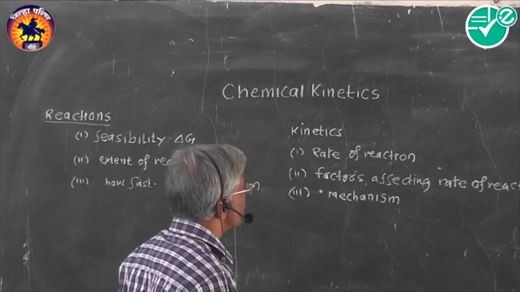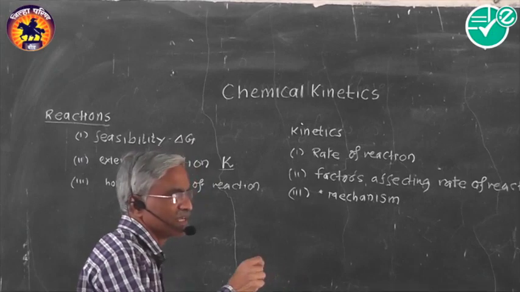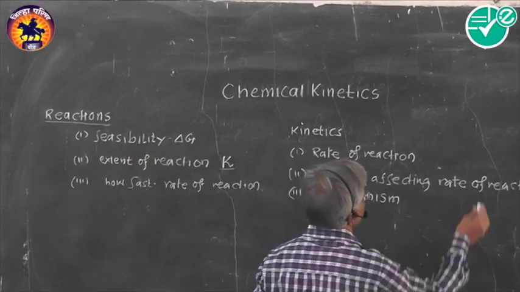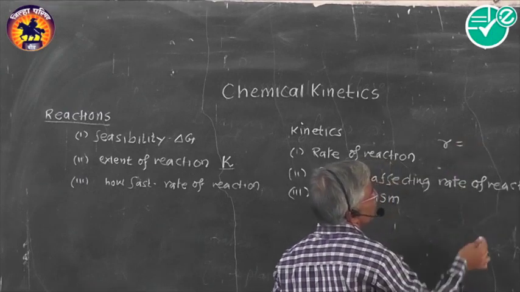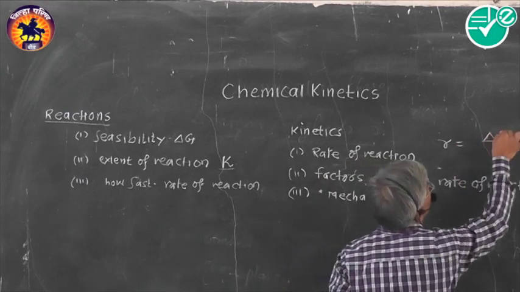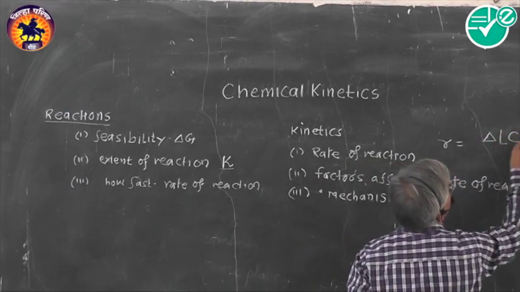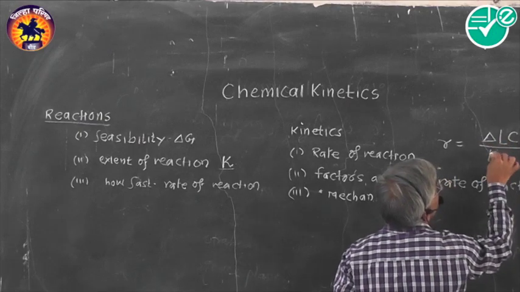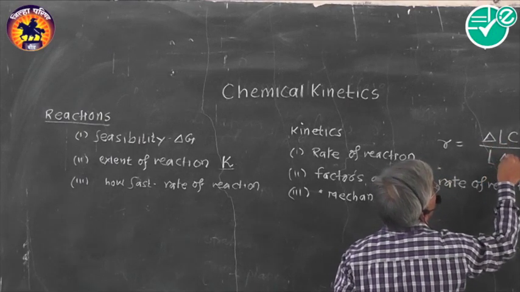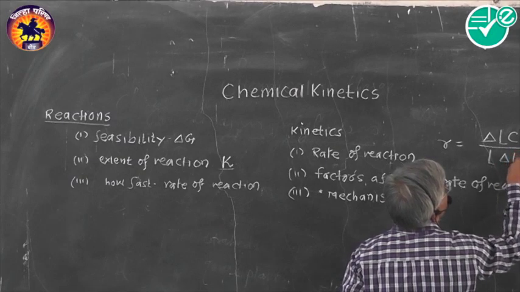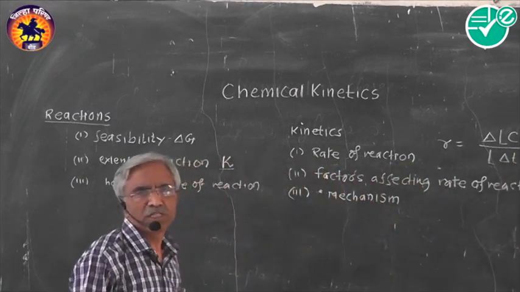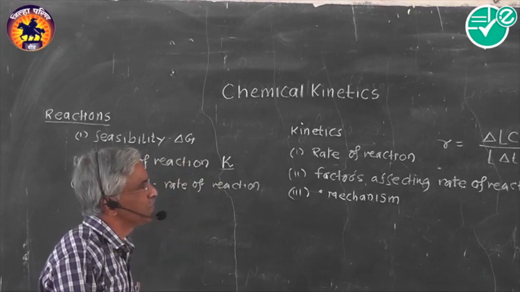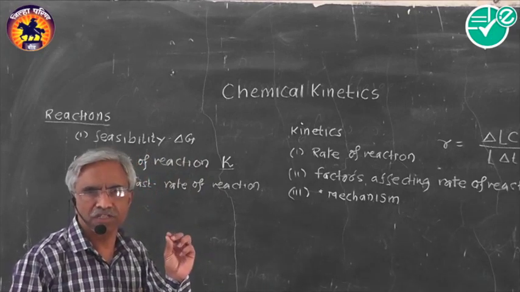Now, what is the rate of a reaction? We will first see it in a simple way. The rate of a chemical reaction is said to be the change in concentration of one of the reactants or products at a given time. So this is the change in concentration with respect to change in time for a chemical reaction.